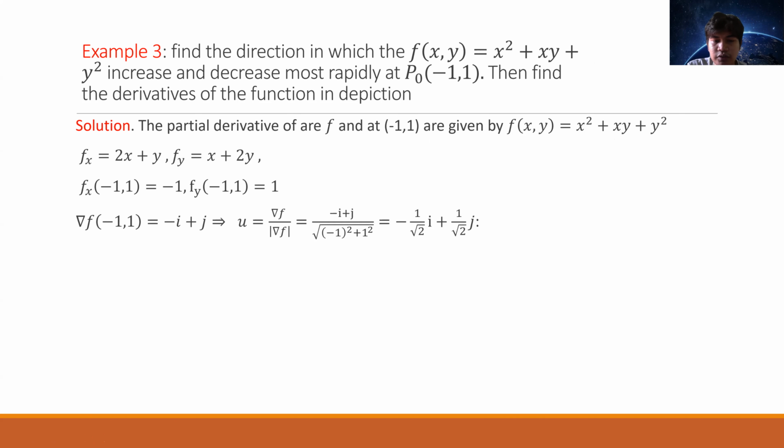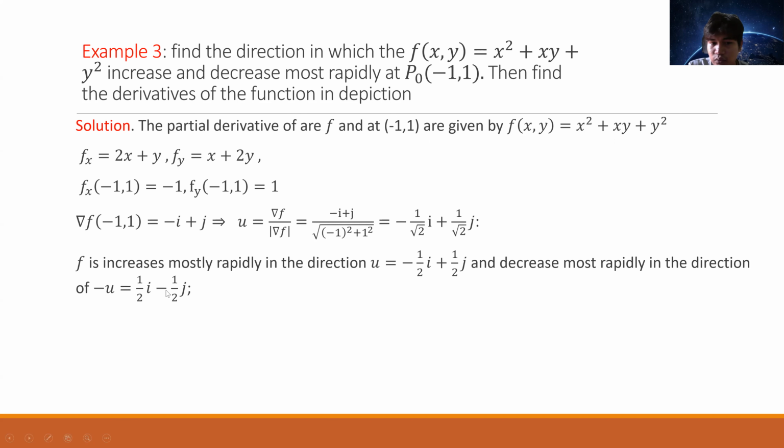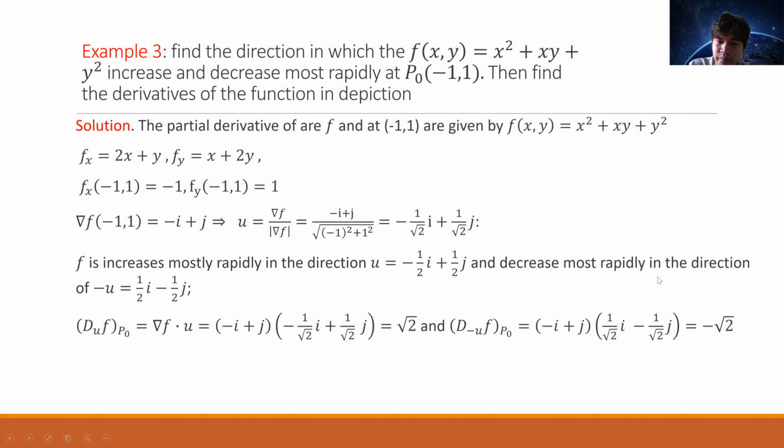So the unit vector of the gradient is equal to the gradient vector over the absolute value of the gradient vector. Here it is equal to minus i plus j over the square root of minus 1 squared plus 1 squared, which is equal to minus 1 over square root of 2 i plus 1 over square root of 2 j. And f increases most rapidly in the direction of u, and decreases most rapidly in the direction of minus u, which is equal to 1 over square root of 2 i minus 1 over square root of 2 j.